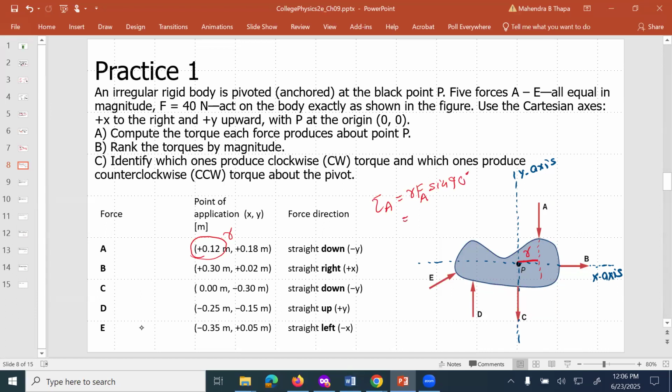In our scenario, you can look at that. So our R is 0.12. Your Fa, they give you, is 40. They give you this number as 40. Sine 90 is 1. So we can write 4.8 Newton meter. But be careful that this will be minus because the torque due to this force will be clockwise. Clockwise torque, that's why it's minus. So you can similarly find the torque because of these forces and answer all these questions, B, C.